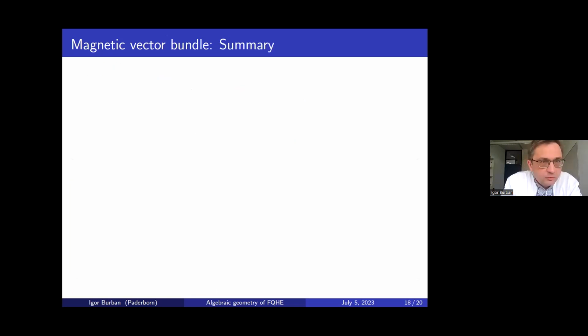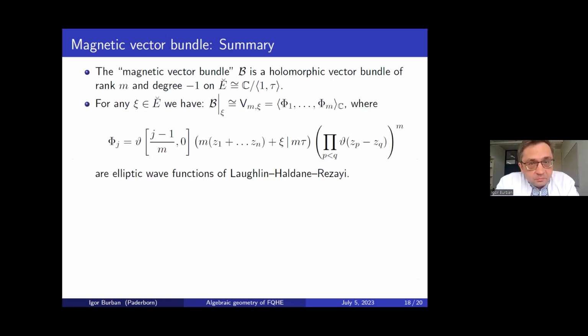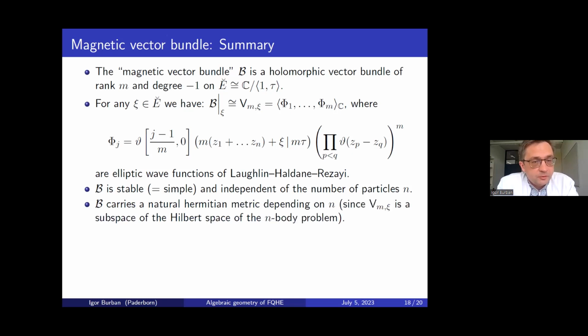So, a summary of what we have done. We constructed the vector bundle B with these invariants, rank m and degree -1. Fibers of this bundle are given by wave functions of Haldane and Rezayi. The bundle is stable, and actually it's quite interesting, and also shows that this model makes a lot of sense, that this bundle does not depend on the number of particles n. So its metric depends, as it should, but the bundle itself does not.